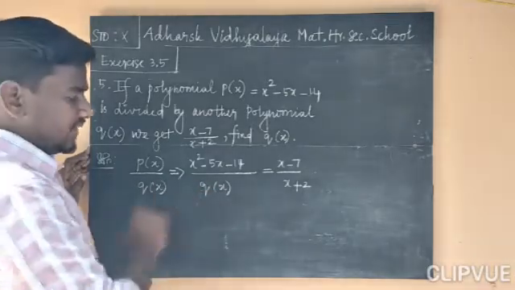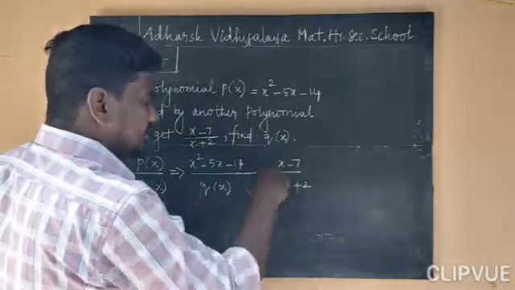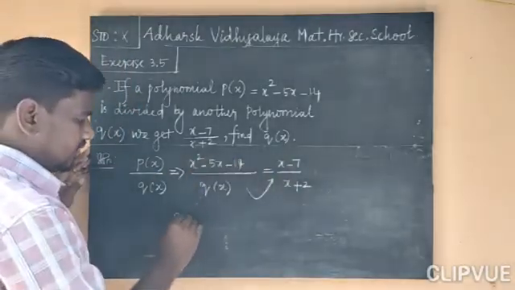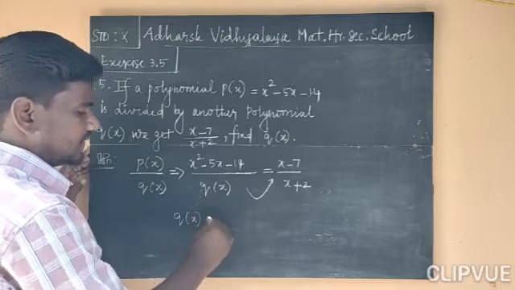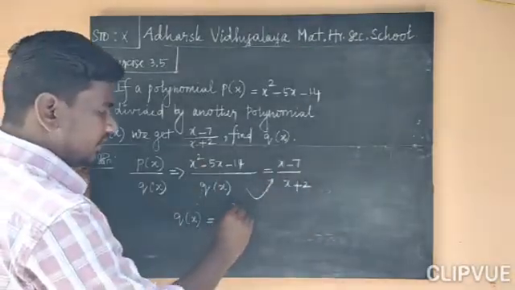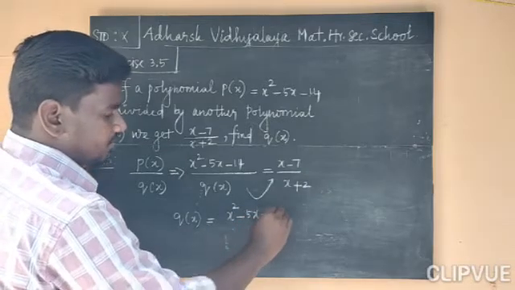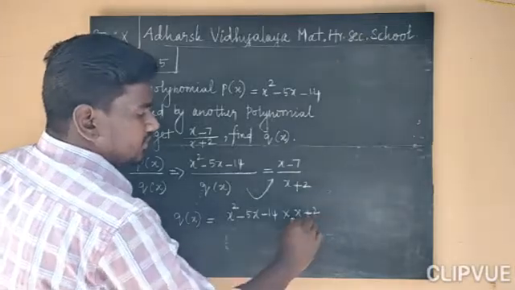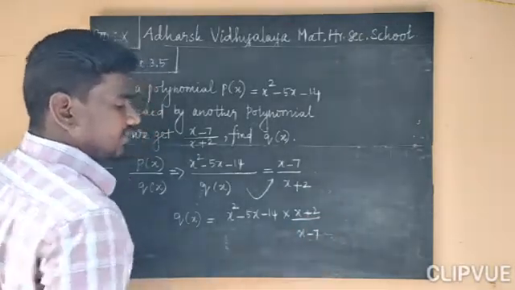Okay, so how to find q of x? You can take this here and this one becomes here. So q of x is equal to, if you take this right hand side, it becomes reciprocal here. So x square minus 5x minus 14 into x plus 2 divided by x minus 7.